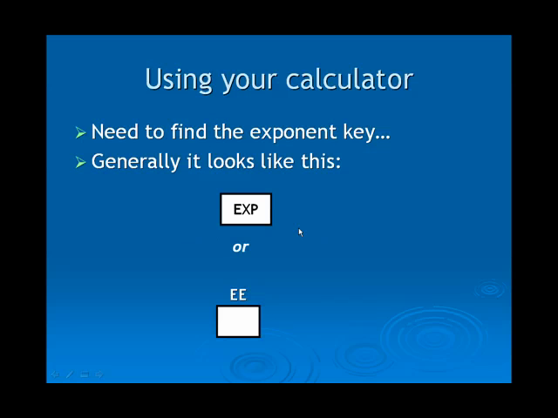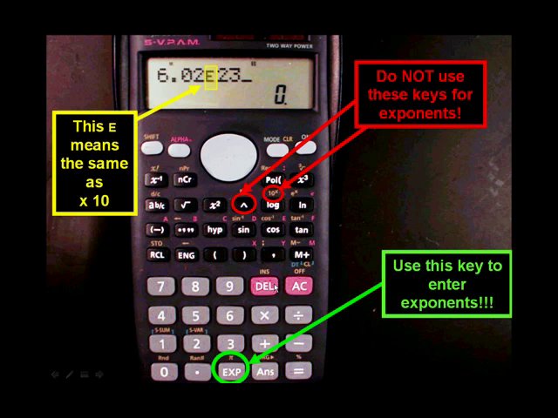Now, on your calculator, I want you to take your calculator and find the exponent key. It generally looks like EXP or an EE, sometimes above the key, sometimes actually on the key. So take a moment, that's the key you're looking for on your calculator. If you're using the calculators I have in class, I included some pictures here.